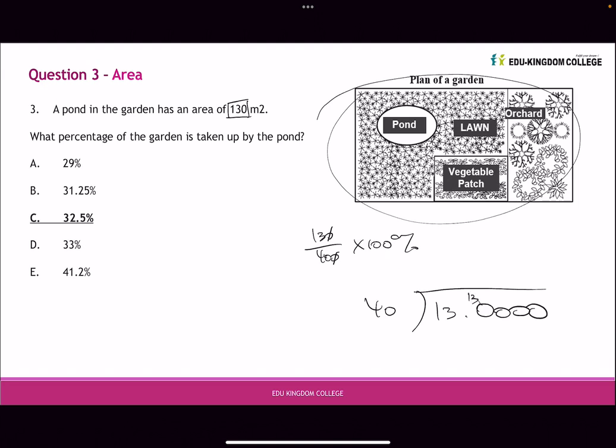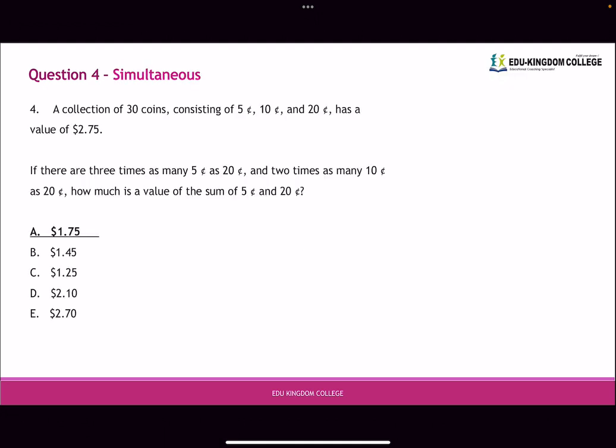Okay, becomes 130. How many times is 40? So it's going to be 0 point something. So 40 goes into 130 3 times, leaves over 10, which it goes into 2 times, leaves over 20, which it goes into 200 5 times. So 13 over 40 is the same as 0.325, but we've got to multiply it by 100%. Should give you 32.5%.